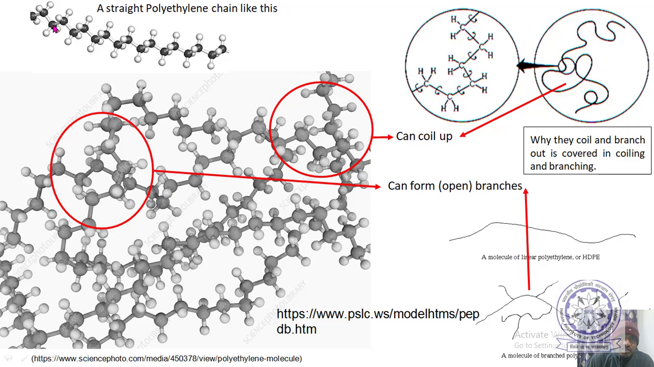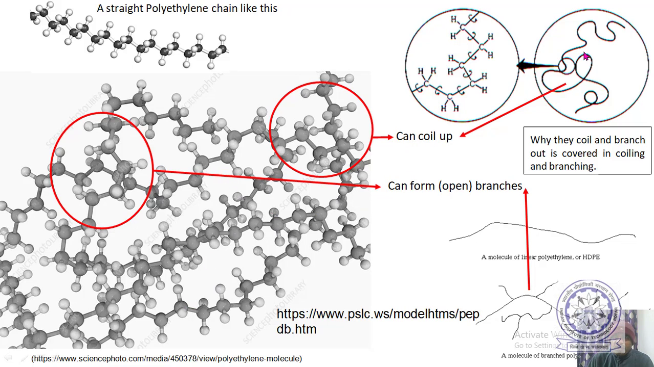You can see here these black spheres correspond to carbon and the white spheres correspond to hydrogen. Each carbon atom has two hydrogens, and it also has bonds with two carbons of adjacent units. So this is how a polyethylene chain will look, and you can see the complex structure here. They can coil up, they can branch, several possibilities are there.